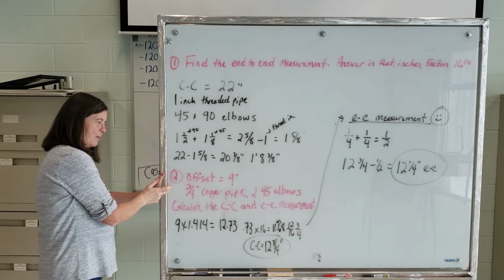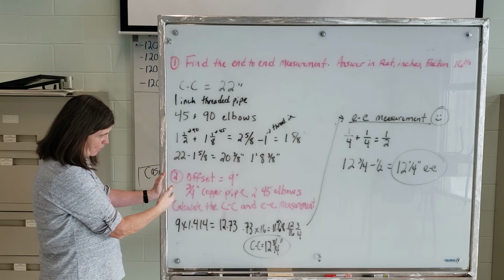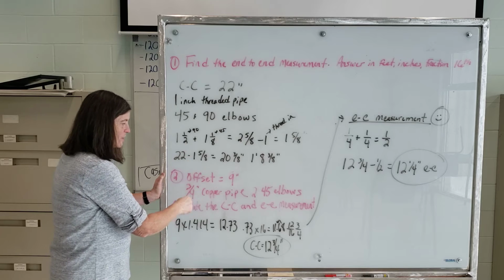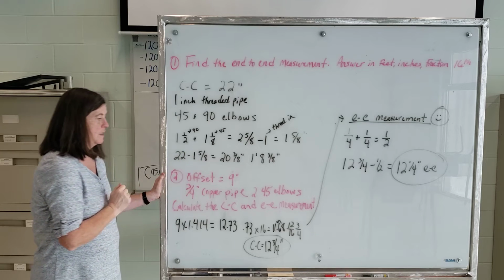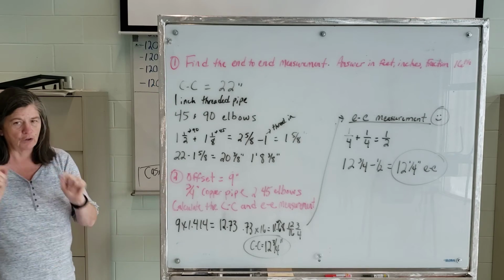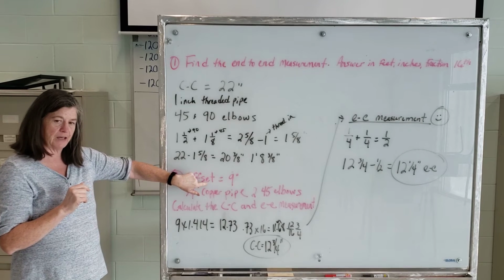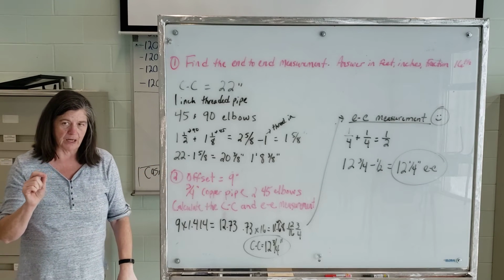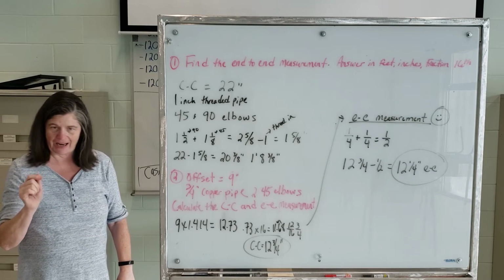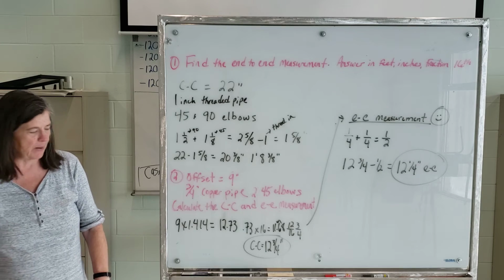Now, in the second example, this time we're given the offset, and we have 3/4 inch copper pipe, and we have 45 elbows. Find the center to center and end-to-end measurements. So in this first one, we were already given the center to center. In the second one, we're looking for center to center. And when we're trying to find that, when we're given the offset, right, we have to take that number and times it by 1.414. I'm going to say it again because you're going to hear it 1,000 times. 1.414. That is a number you need to remember.